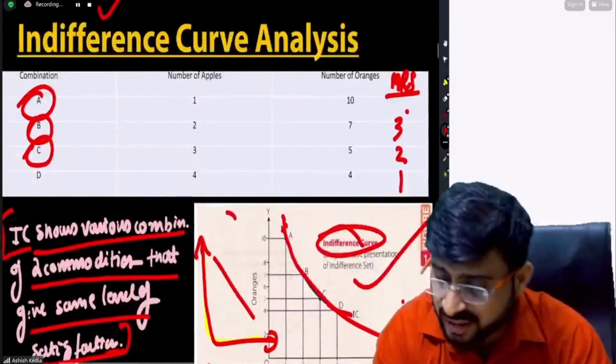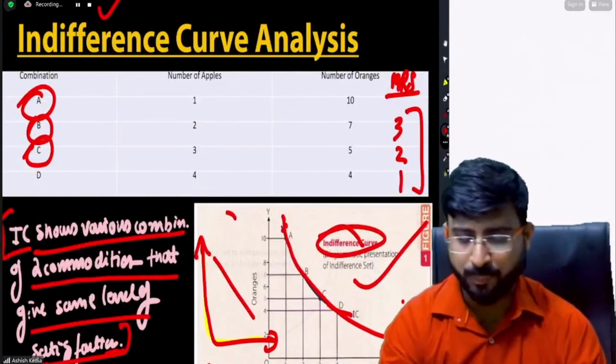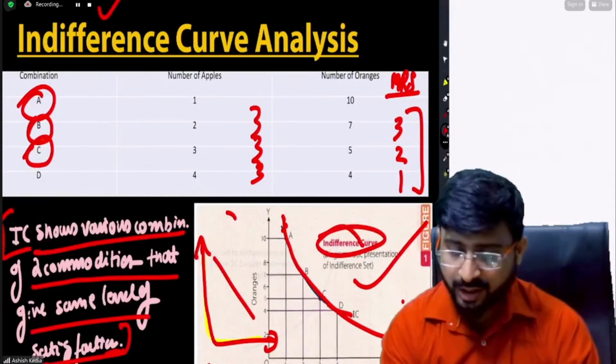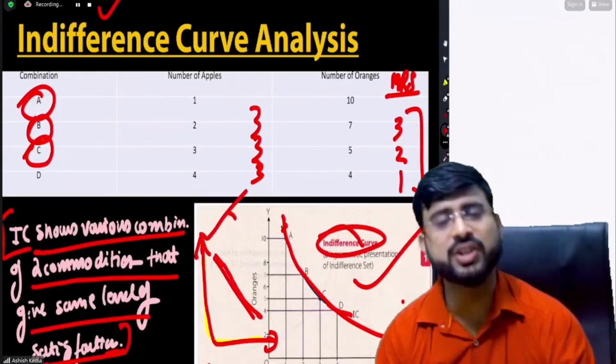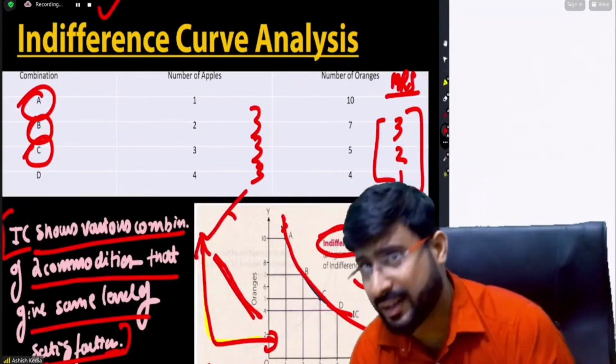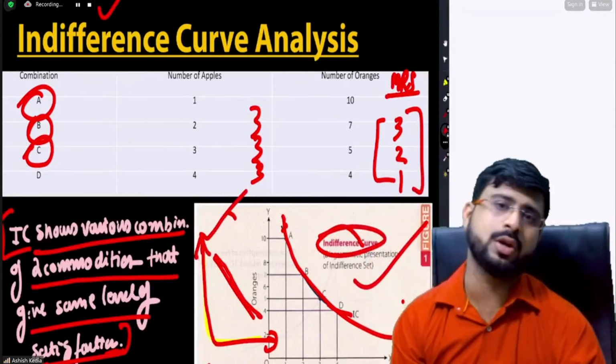Why? Because the sacrifice is constantly falling. Suppose the sacrifice was constant, 3, 3, 2, 2, 2, 2, 1, 1, 1, then the curve would have been like this, the first case. But in reality, the sacrifice is falling. That is, MRS is falling. Hence, it is convex to the origin.